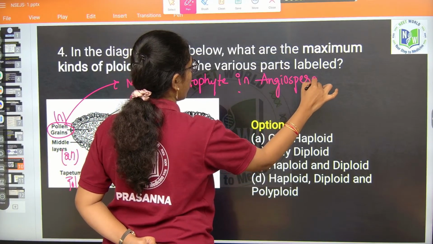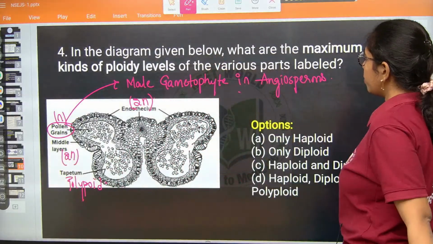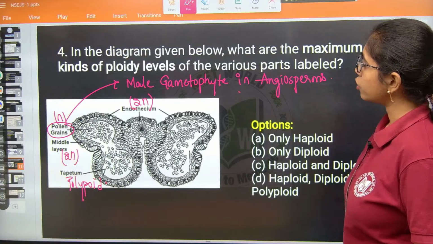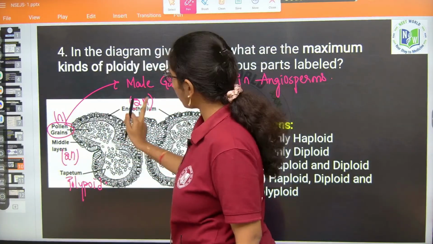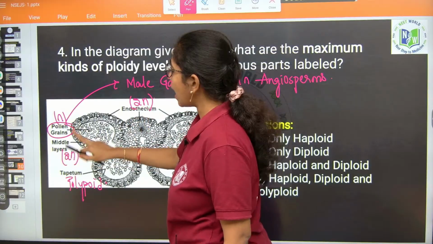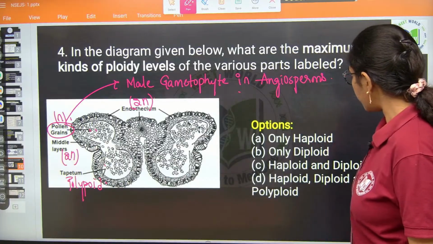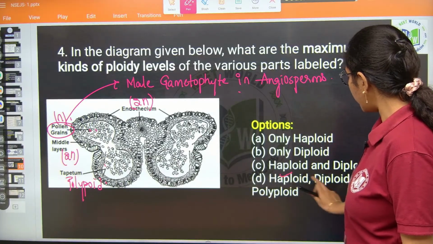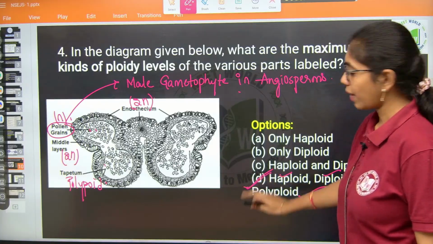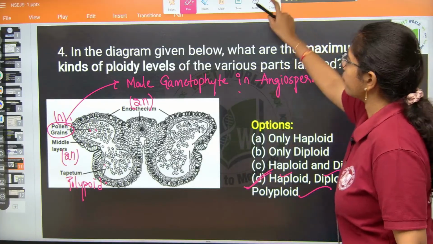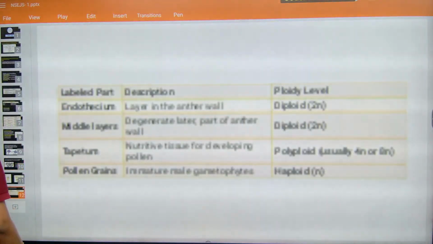Clear, right ma? So, here you see in the diagram given below what are the maximum kinds of ploidies. So, you can see diploid endothecium and middle layers, haploid pollen grains and polyploid tapetum. So, what will be the right answer? Haploid, diploid and polyploid. Option D will be the right answer. Clear, right? Yeah. Once you look into this table as well, it will be more clear for you.